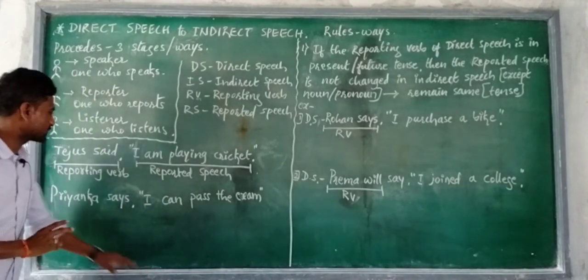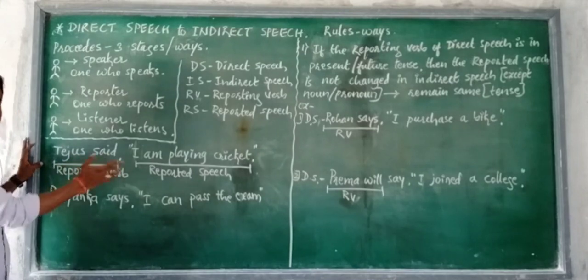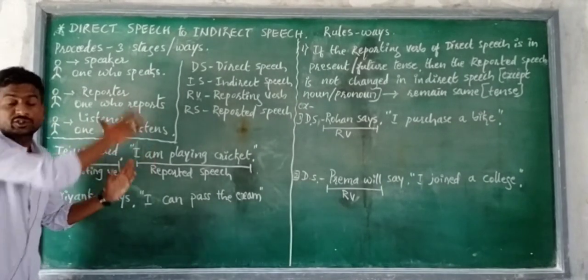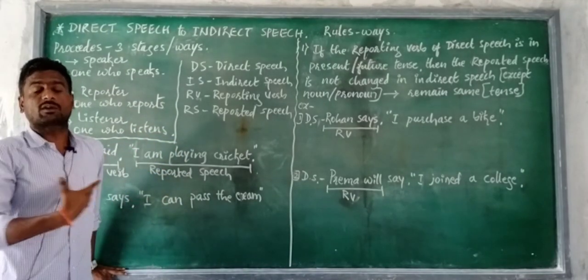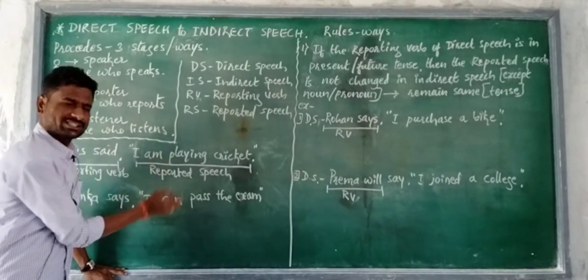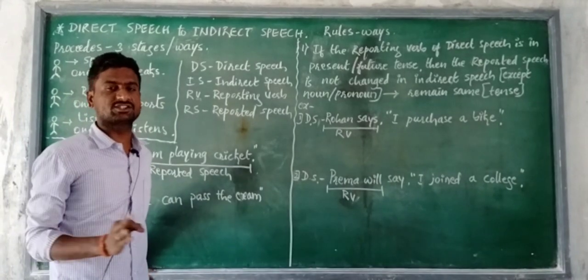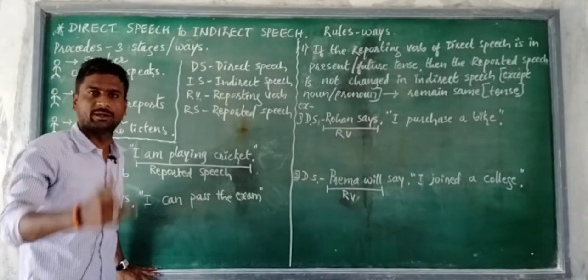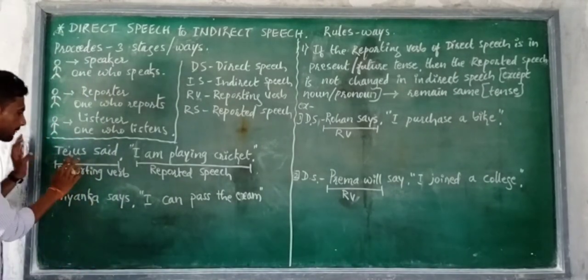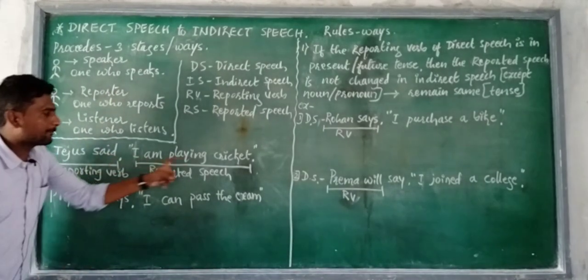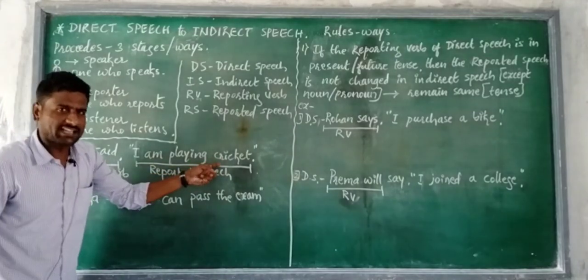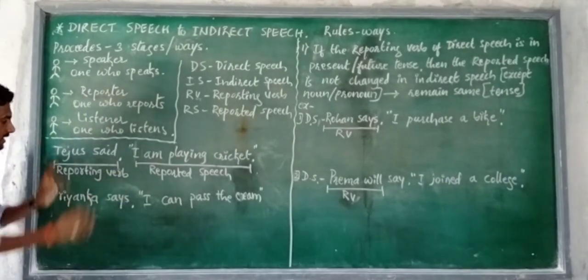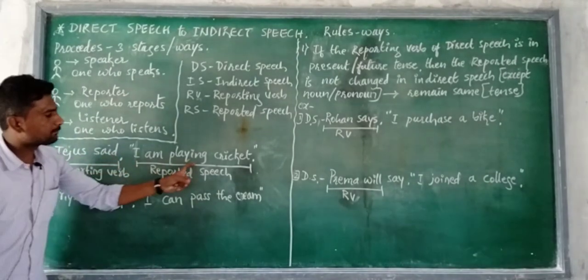See my dear students, here, Tejas said, this is the sentence which we completed in the last class, but I am going to divide this statement for our well-known calculation. This division is very essential to make direct speeches into indirect speeches at every moment of every tense. Tejas said, "I am playing cricket." Didn't I discuss this statement in the last class? Yes, I discussed.